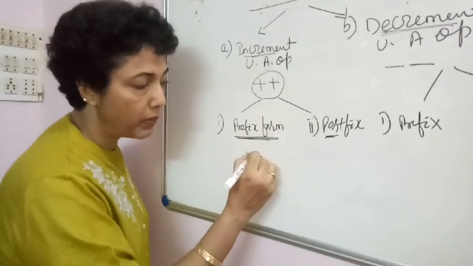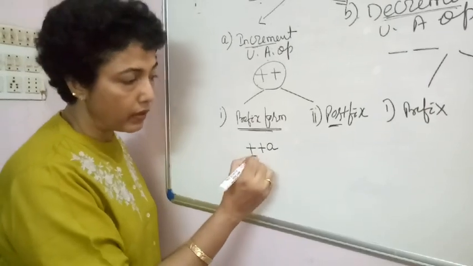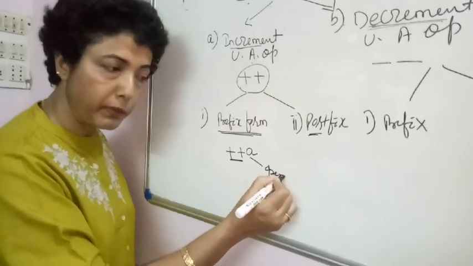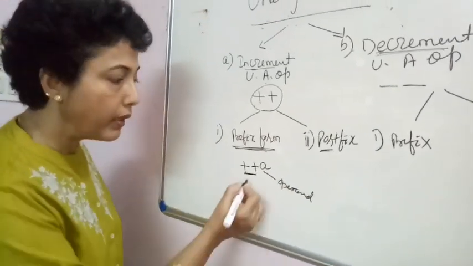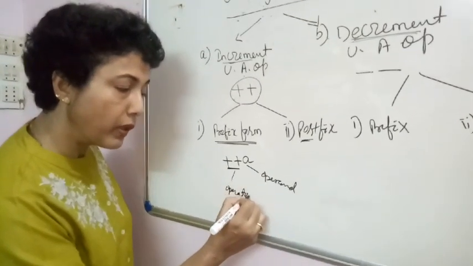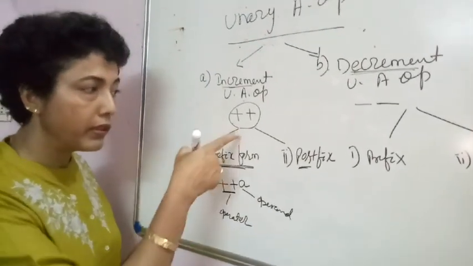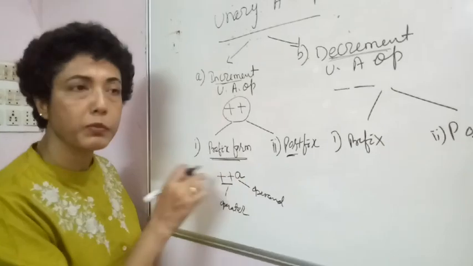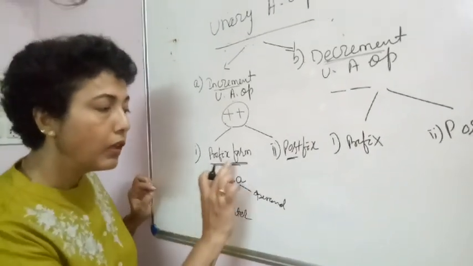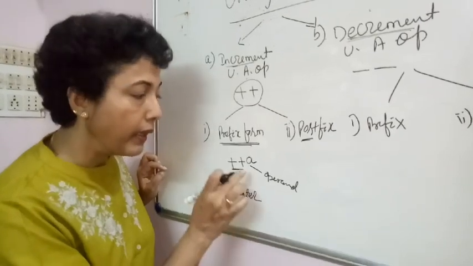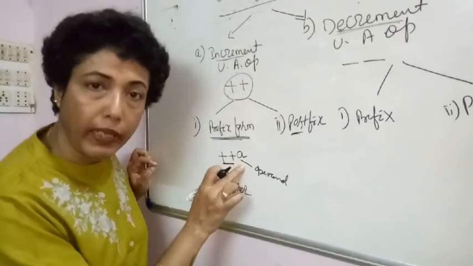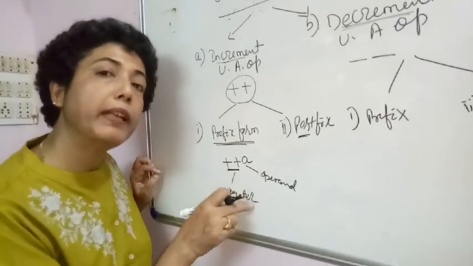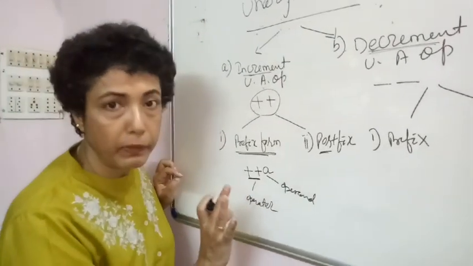For example, plus plus a. Here the operator is present before the operand. This is your operand, if you remember, I had explained this. Here, this is your operator. So in the prefix form, this increment operator appears before the operand. That means this comes first, then comes the operand. And the work of this prefix form is, it will change the value of this variable a first, and then this changed value will be taken for calculation. This you have to remember, children.